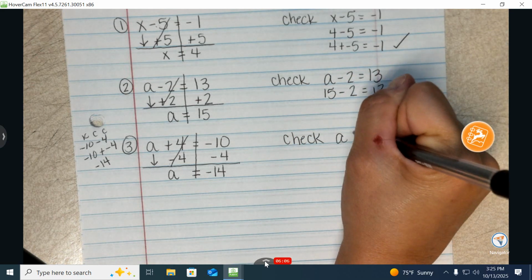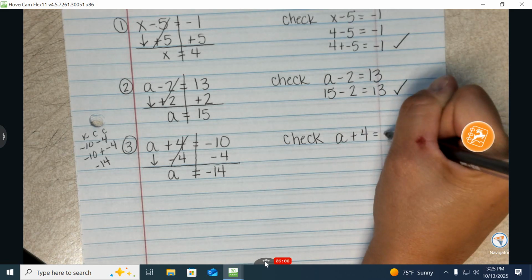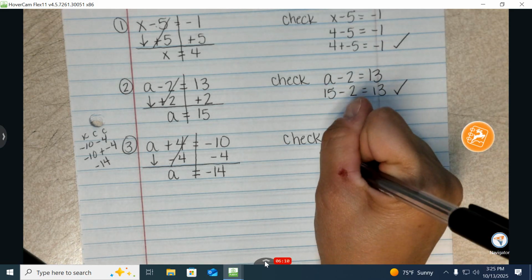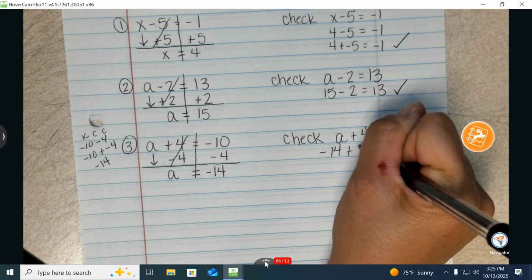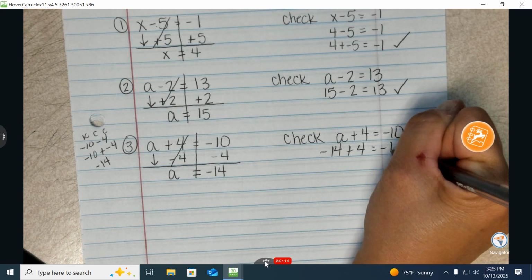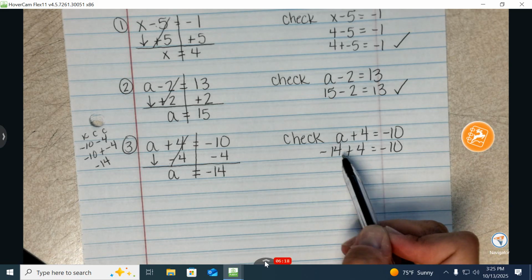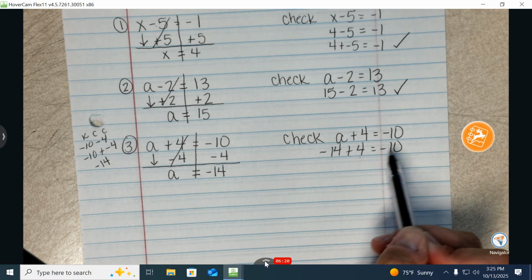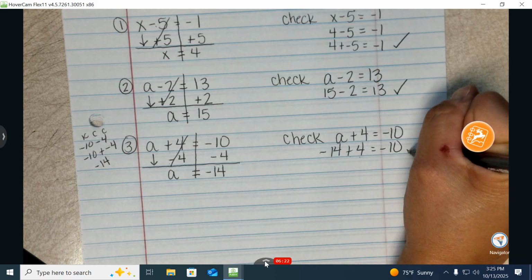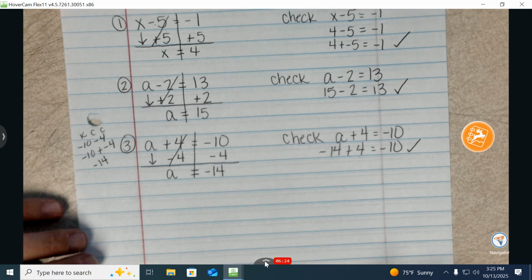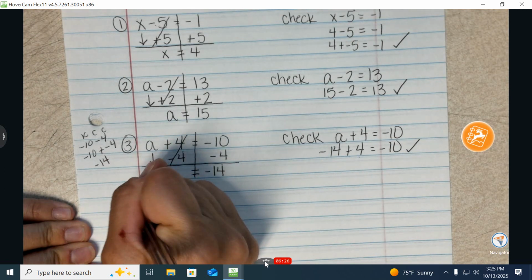So we have A plus 4 equals negative 10. Negative 14 plus 4 equals negative 10. Adding, not the same sign, so you subtract. 14 minus 4 is 10, and 14 has a larger absolute value, so that is correct. Number 4.